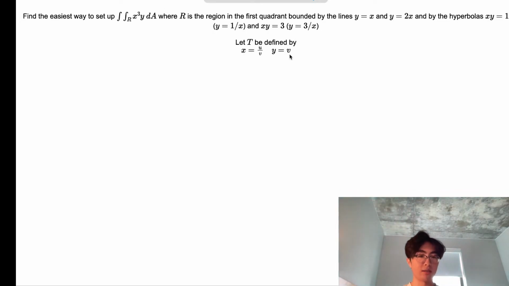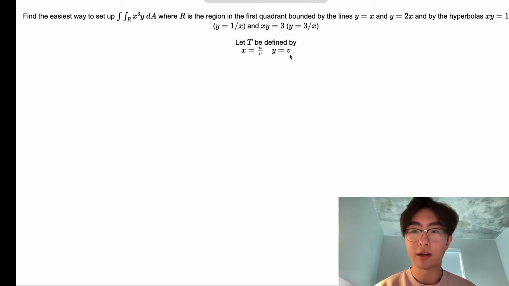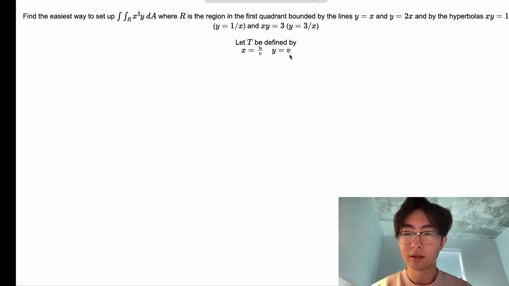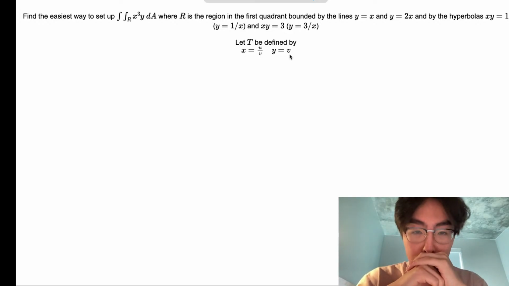Find the easiest way to set up the double integral of x cubed y dA, where R is the region in the first quadrant bounded by the lines y is equal to x and y is equal to 2x, and by the hyperbola xy is equal to 1. So y is equal to 1 over x, xy is equal to 3, y is 3 over x.